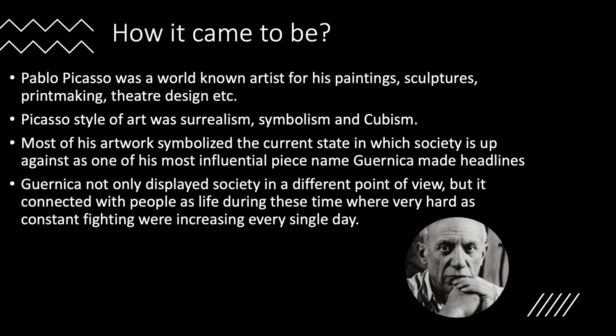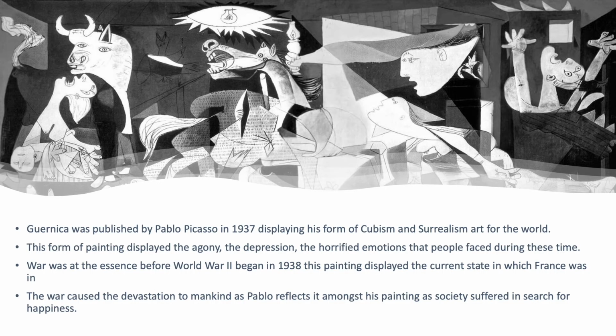People at this time were very scared and did not know what to do, as Pablo Picasso's Guernica painting demonstrated in the following. This is Guernica, Pablo Picasso's painting that he published in 1937. This form of painting displays the agony, the depression, the horrified emotions that people faced during these times. War was at the essence.